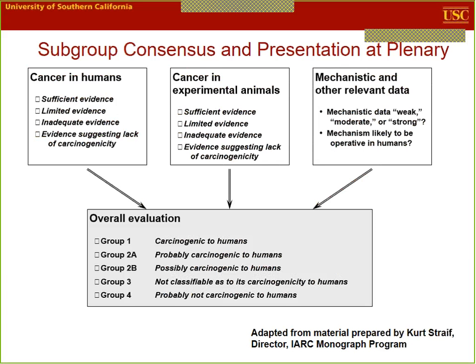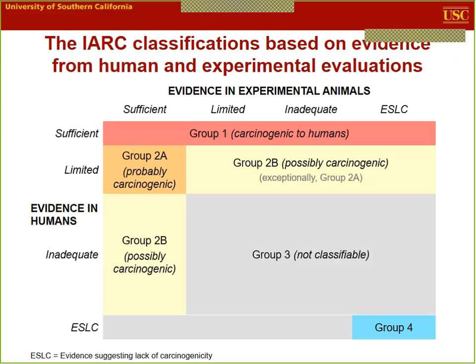This evidence is then brought together to do an overall evaluation of carcinogenicity, very much akin to our causal inference model, where the evidence is graded. Is there group 1 level of certainty the agent is carcinogenic to humans? Probably, possibly, not classifiable, and probably not carcinogenic. So you can see that the evidence is graded. Here is the actual way that this is done.